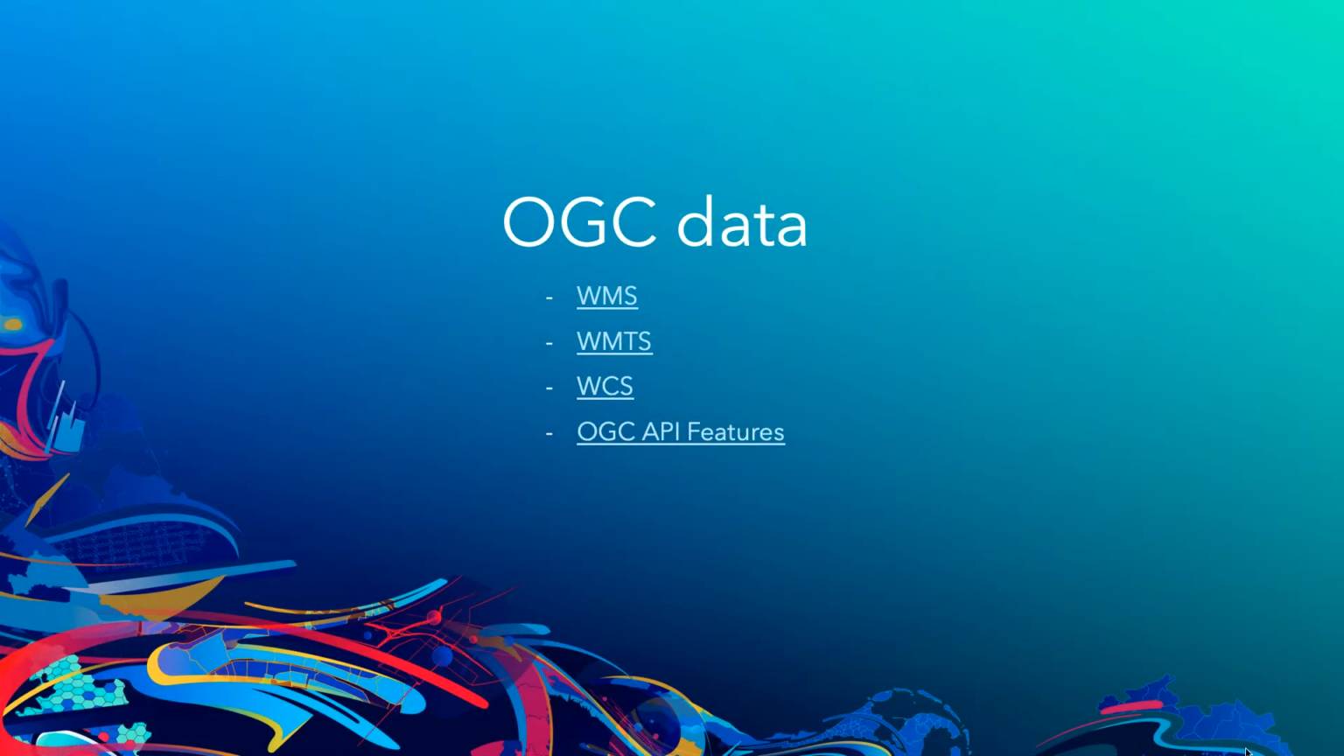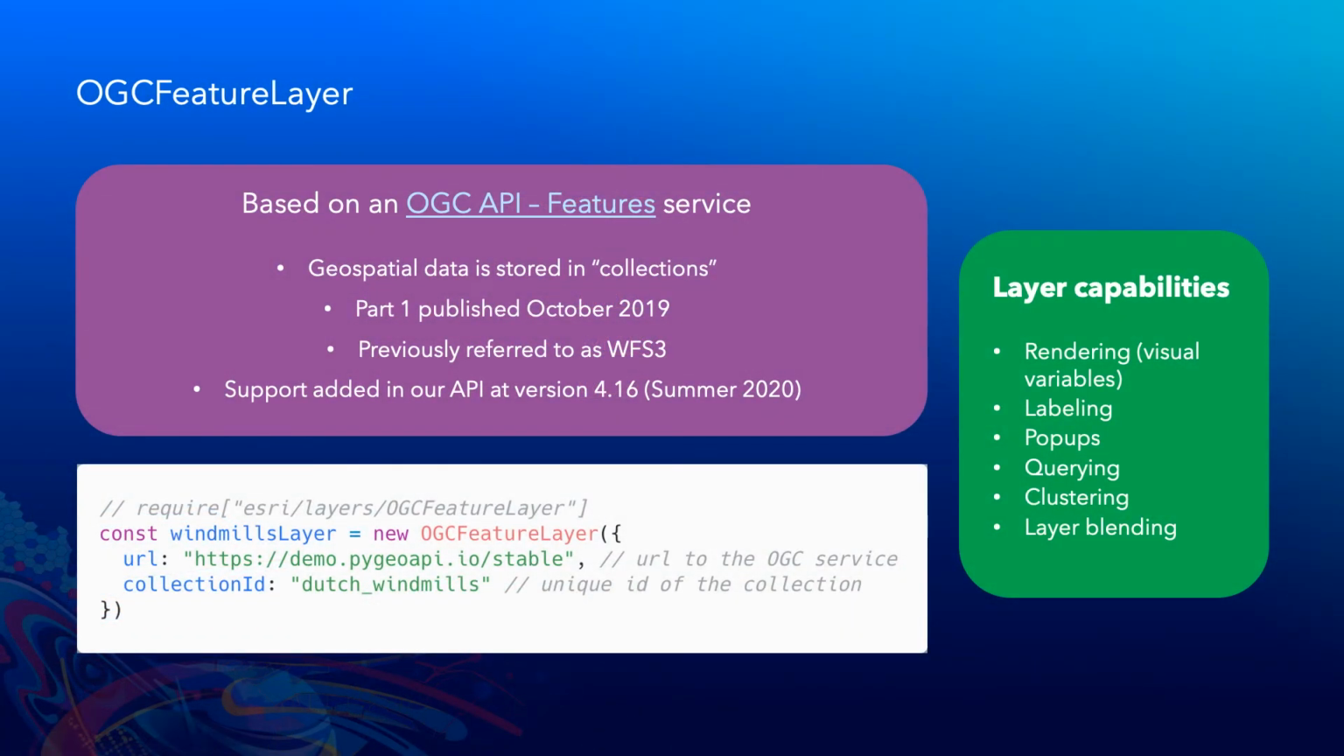Thanks for that great demo, Jose. So next we're going to talk about OGC data. OGC stands for the Open Geospatial Consortium, which is a global community that creates geospatial standards for the web. We support 4 different OGC data types and have a layer for each one: WMS, WMTS, WCS, and OGC API features.